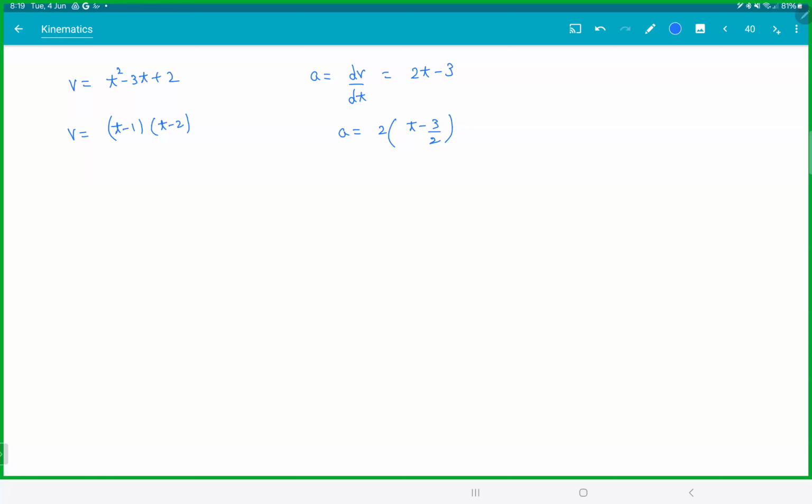So look at the time intervals. For t less than 1, if you look at velocity and acceleration, and t between 1 and 3 by 2, and t between 3 by 2 and 2, basically we are dividing the time intervals, and for t greater than 2.